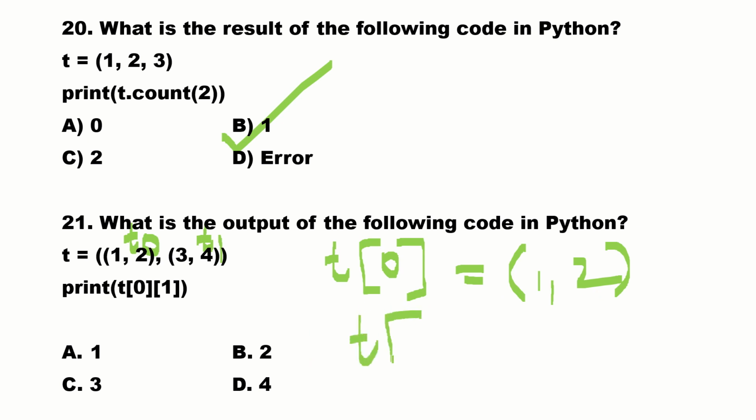So T[0][1] is the second element of the first tuple. If it is T[0][0], it is the first element of the first tuple, and T[0][1] is the second element of the first tuple. Which is the second element of the first tuple? 2. So it will return option B, 2.